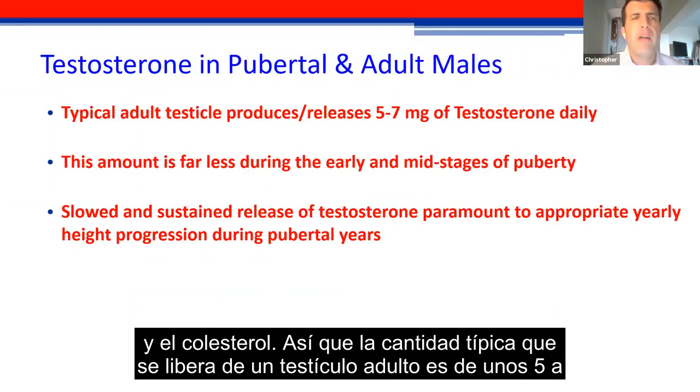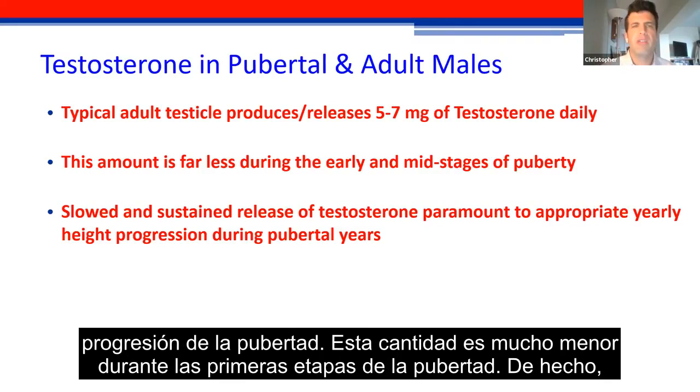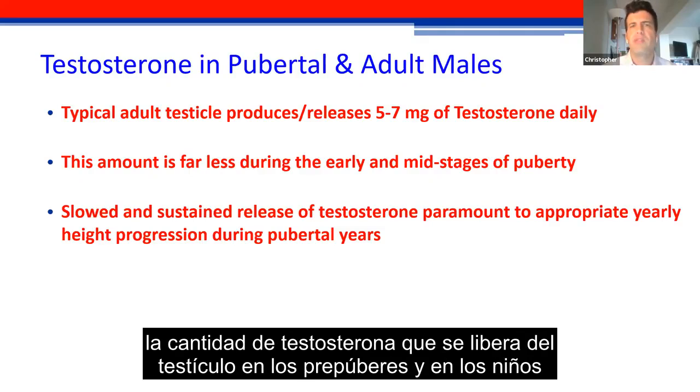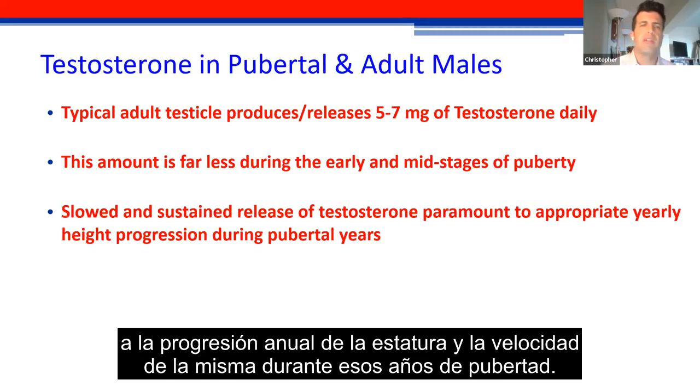So the typical amount that's released from an adult testicle is about 5 to 7 milligrams per day, usually seen in adult males and those boys toward the end of their pubertal progression. This amount is far less during the early and mid stages of puberty. In fact, the amount of testosterone released from the testicle in pre-pubertal boys and boys starting puberty is what we call slow and sustained, which is very important to appropriate yearly height progression and height velocity during those pubertal years.